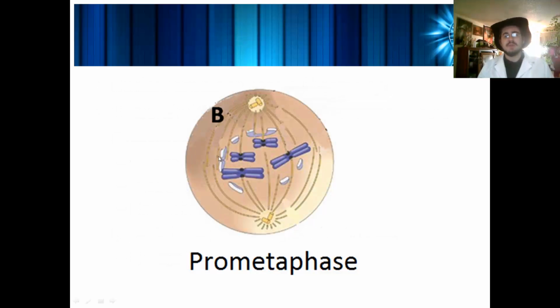So here is prometaphase. This little white stuff here was our nuclear envelope that is now fragmented. You can see our asters are now at opposite poles, and the spindle fibers have invaded the nuclear area and are attached to our chromosomes, these black dots being the kinetochores, so they're attaching to those kinetochores.